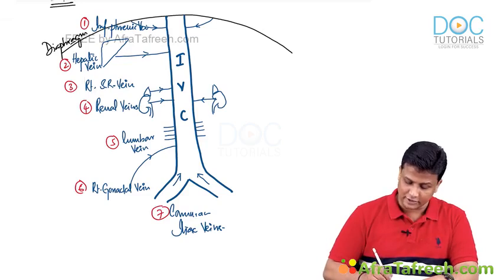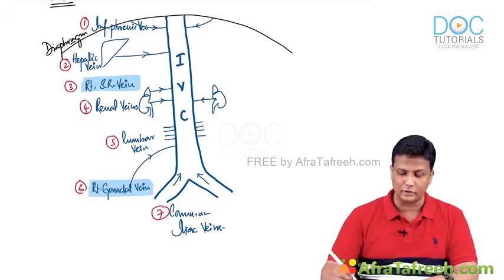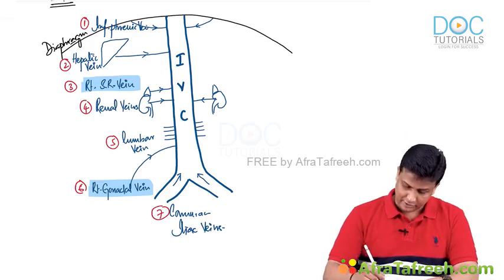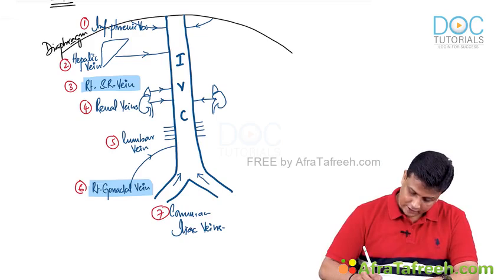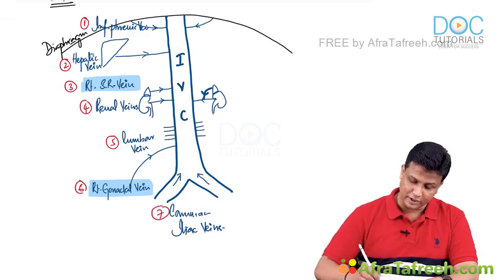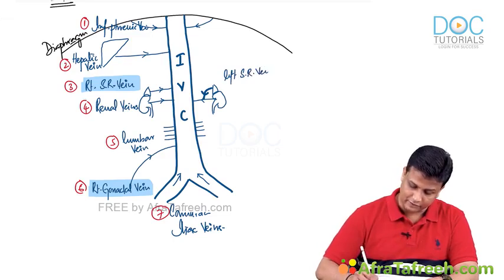So if only the right suprarenal vein and only the right gonadal vein will drain the blood into inferior vena cava, then what about the left one? So let me just take another color here. The left suprarenal vein will drain the blood into left renal vein, not into inferior vena cava.